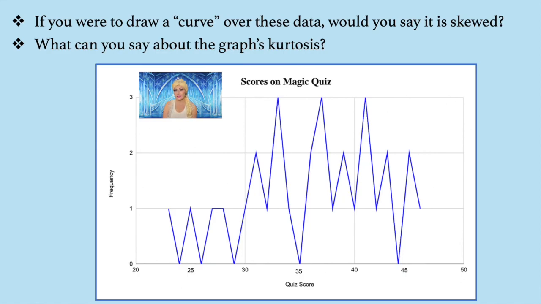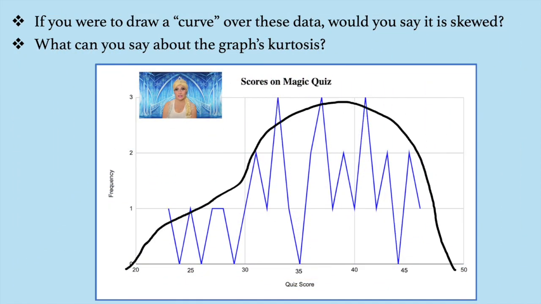Additionally, what can you say about the graph's kurtosis? So a good way to answer this is to draw this line around the data. Can you identify the center point? Does it look like a normal curve or does it not? Does it look like more scores are concentrated above the center or does it look like more scores are concentrated below the center? So it's often helpful to give yourself an idea of where those center lines are.